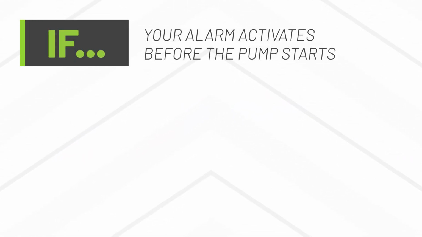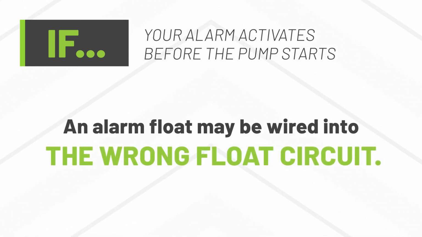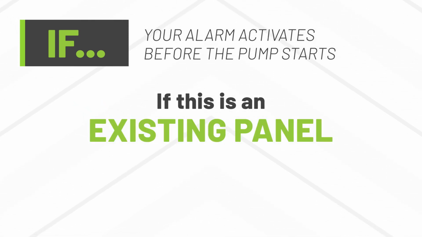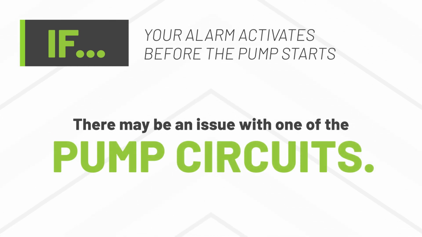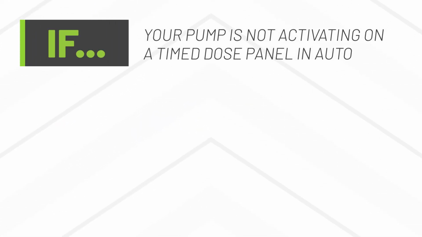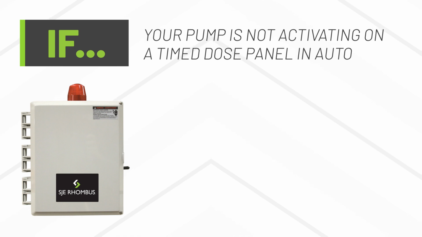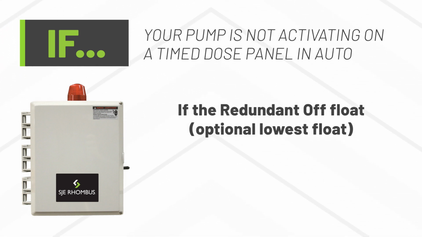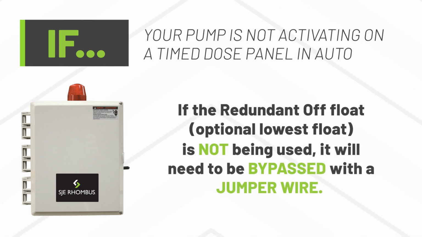If your alarm activates before the pump starts, an alarm float may be wired into the wrong float circuit. This will activate the alarm out of turn. If this is an existing panel that has two pumps, there may be an issue with one of the pump circuits. If your pump is not activating on a time dose panel in auto, check if you're using the redundant off float. On SJE Rhombus time dose panels, if the redundant off float or the optional lowest float in the tank is not being used, it will need to be bypassed with a jumper wire.